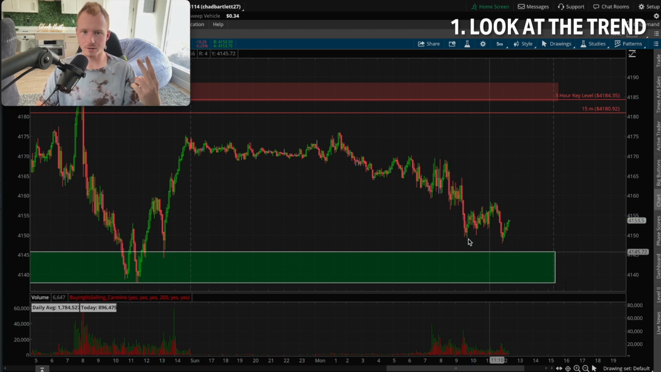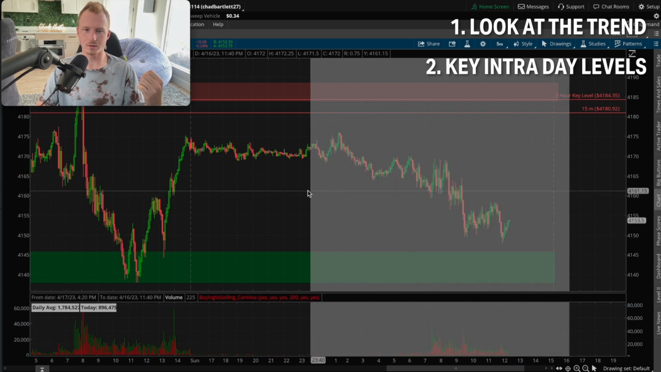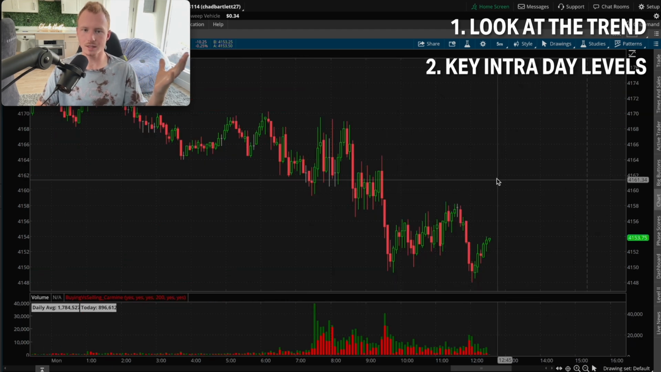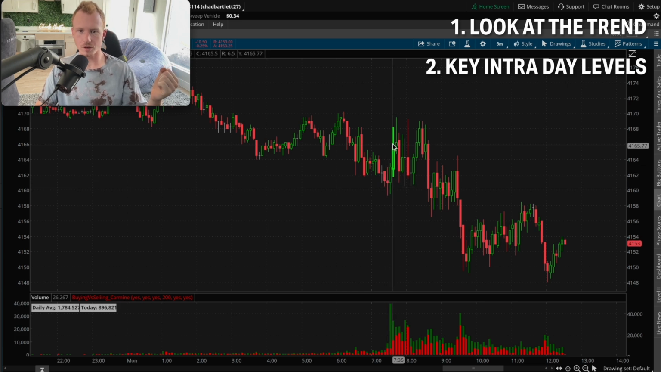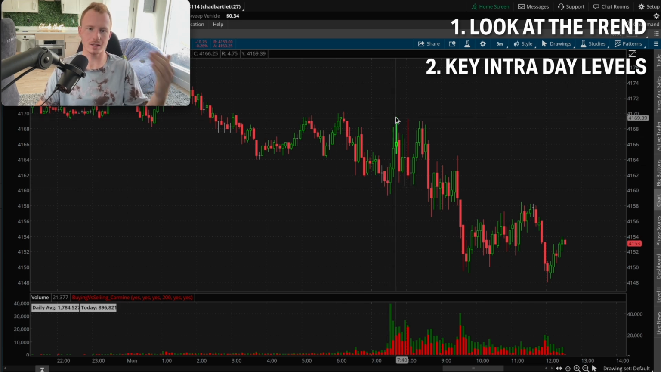The second thing I look for are those key intraday levels. Okay, since we're not at any main key levels, I'm looking at, we had some resistance here. Every time we got up here, we sold off. We got up here, we sold off. So I was looking for a failed rally. We got up here again. We're at a key level.